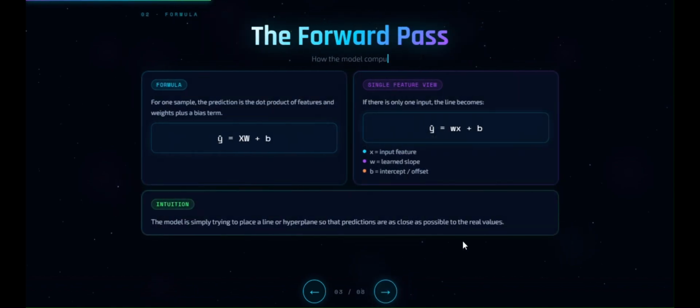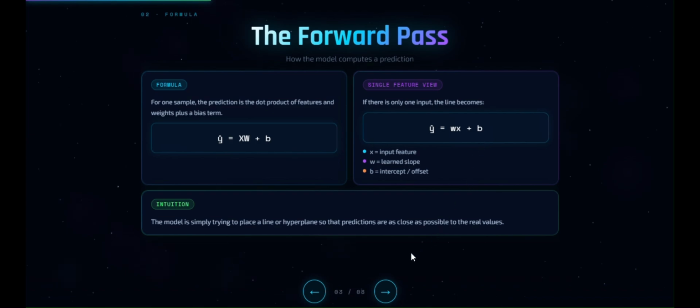Now let's understand the forward pass. The forward pass simply means: how does the model compute a prediction? In matrix form, the equation becomes y equals xw plus b. Here, x represents the input features, w represents the learned weights, and b is the bias term. If we only have a single feature, the equation becomes even simpler, which is y equals wx plus b, and b shifts the line upward or downward.